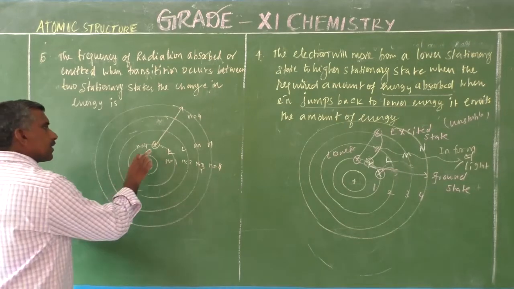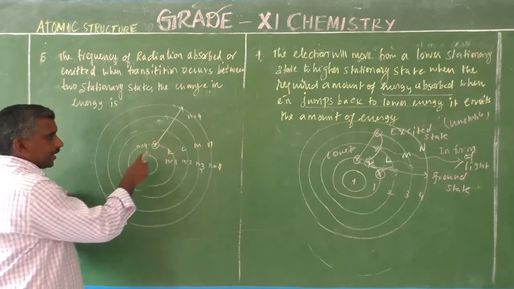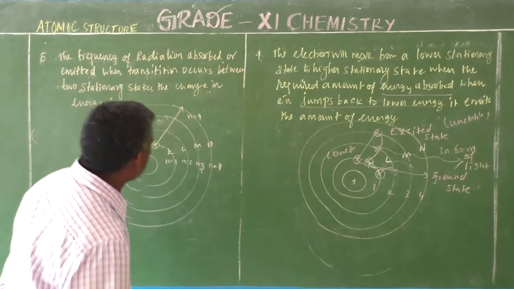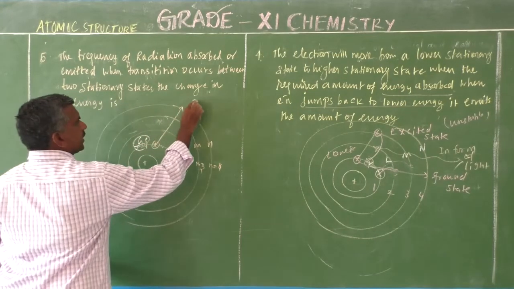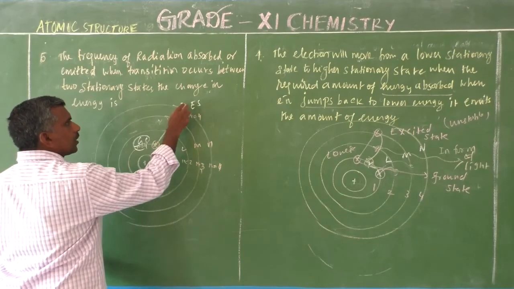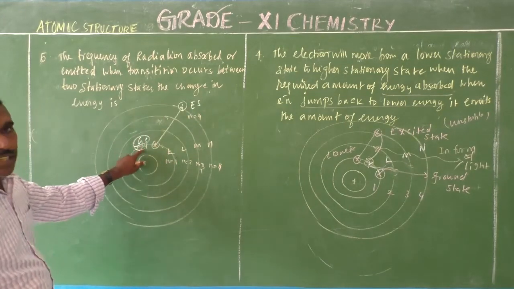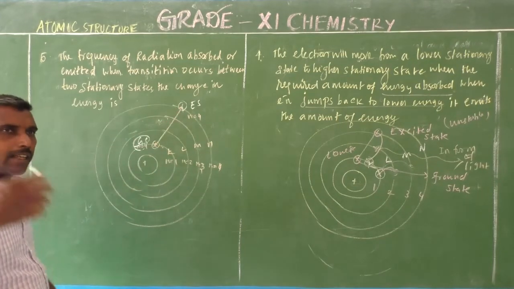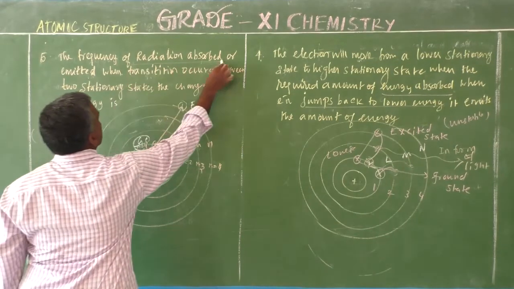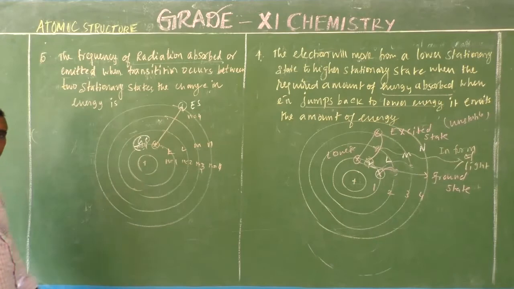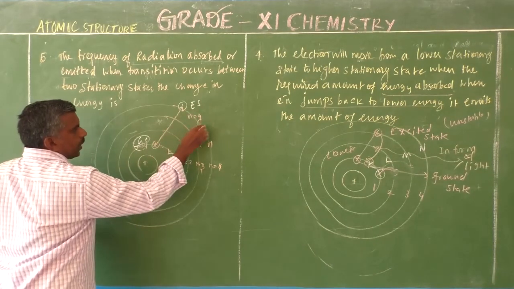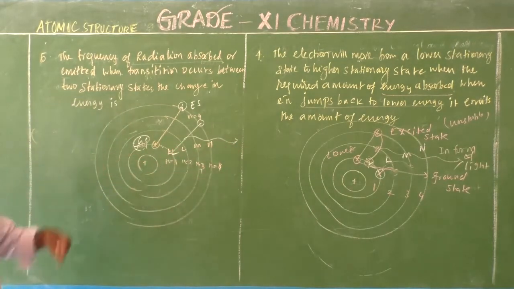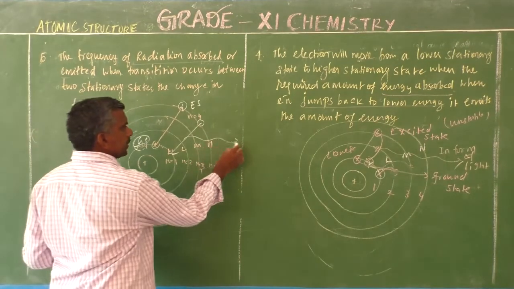What happens? The electron gains the energy from the electromagnetic radiation and jumps from the ground state to the excited state. Lowest to highest transition takes place. That is the absorption of radiation energy. Energy is absorbed or emitted. When emitted, the electron jumps from the excited state to the ground state. This is the radiation emitted.